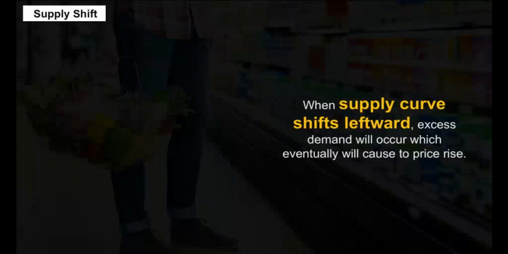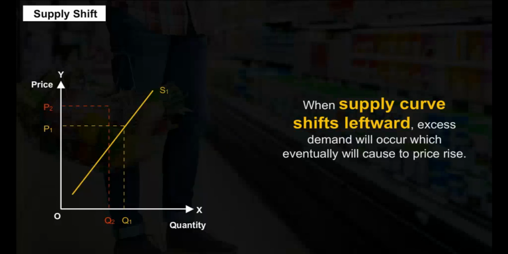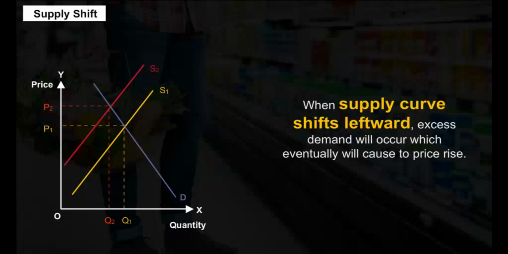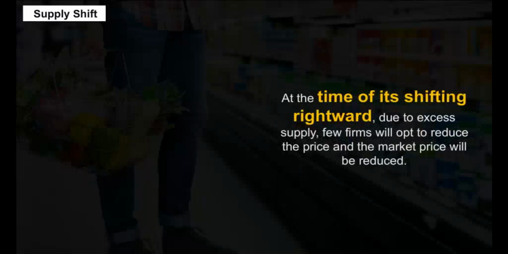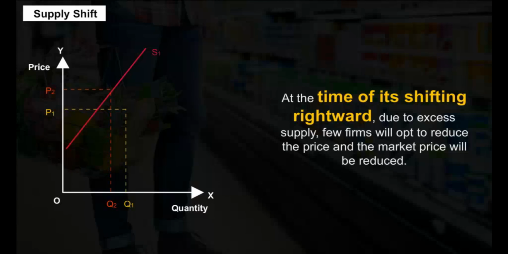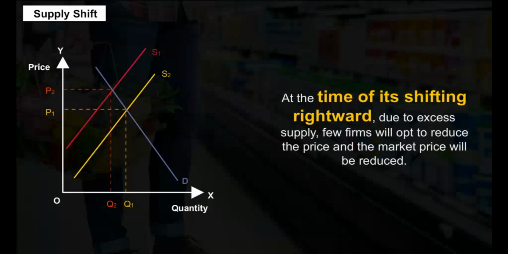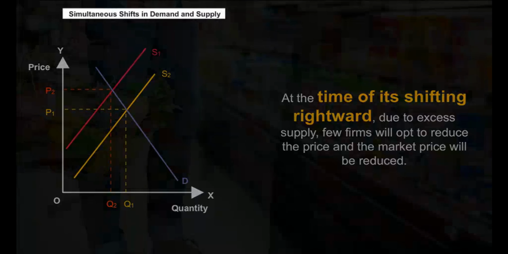Supply shift. When the supply curve shifts leftward, excess demand will occur, which eventually will cause the price to rise. At the time of its shifting rightward, due to excess supply, few firms will opt to reduce the price and the market price will be reduced.